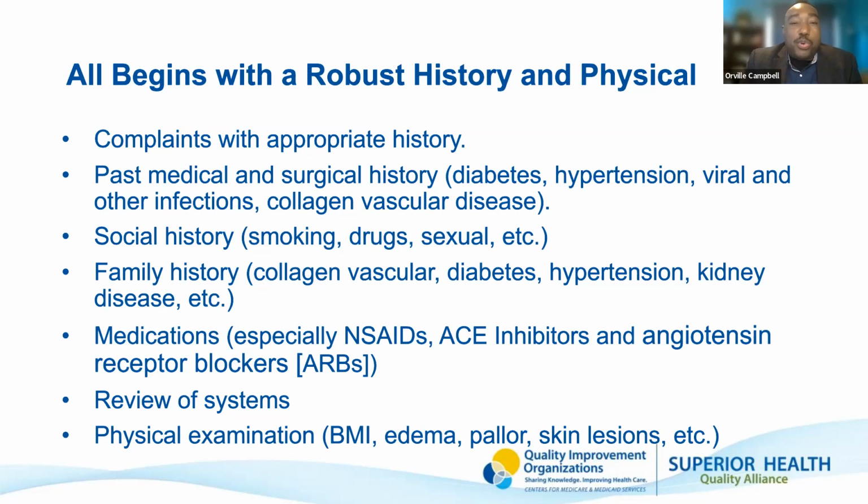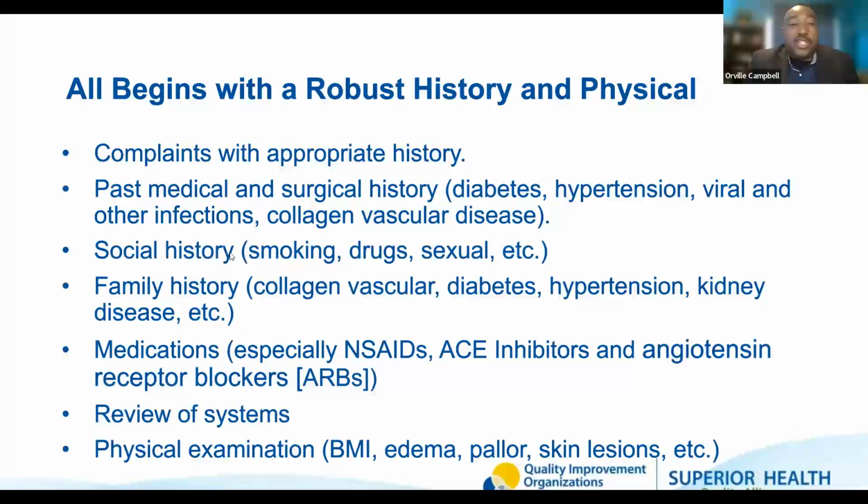Medications are so important. Did someone just start an ACE inhibitor or something like an NSAID that could impact the kidney function? ACE inhibitors and ARBs, angiotensin receptor blockers in other words, can lower the GFR. It's important to do the review of systems. It's sort of like a catch-all area, for what you fail to ask and what the patient fails to disclose. The review of systems usually catches it, and of course, a robust physical exam.